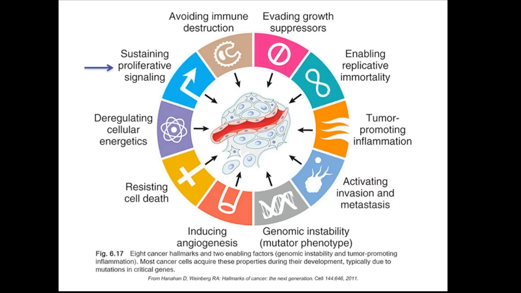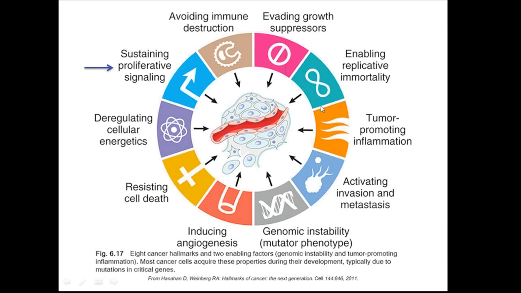So here is a wheel-like diagram which you might have seen earlier in various books and textbooks. It is from Hanahan and Weinberg's classic paper in Cell. And it lists 8 hallmarks of cancer and 2 enabling factors. The hallmarks of cancer are sustaining proliferative signaling, that is, keep on growing even in the absence of growth signals, not responding to feedback mechanisms; evading growth suppressors, not responding to physiological signals that suppress growth; avoiding immune destruction.